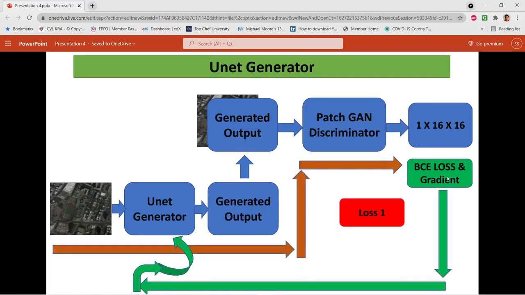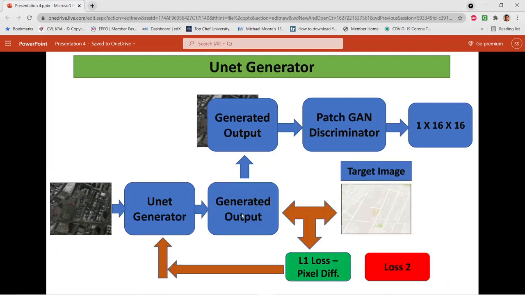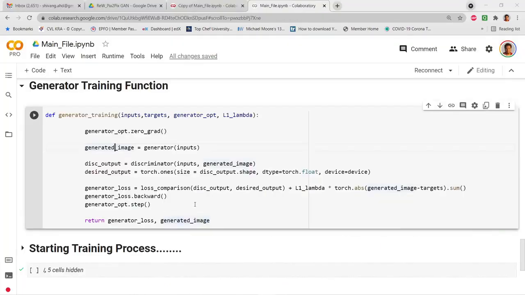Loss number one is the binary cross entropy loss. Input goes to the generator, the generator produces the output, the output goes to the discriminator, and we compare it with the labels, and labels should be 1 ideally. Whatever the loss is, we take it back to the generator. Another one is the pixel difference loss. The generated output should ideally be equal to the target image. If it is not equal, then we'll take that pixel difference and propagate it to the generator.